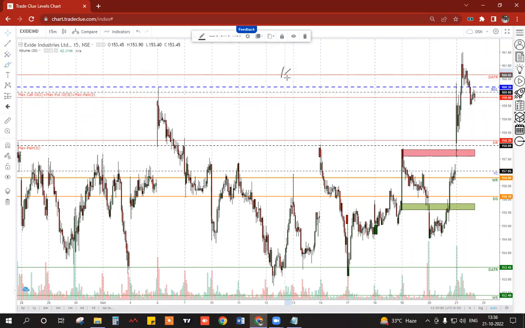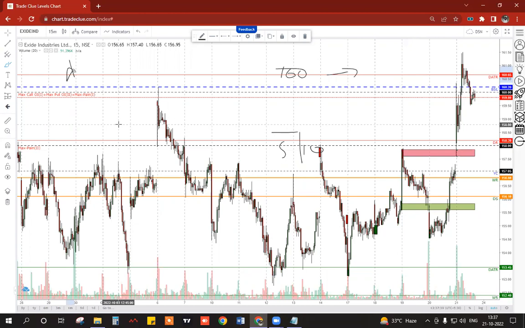Now see 160 for this particular stock is a psychological figure. Why psychological figure? It is a whole number. 150, 155, 160, 170, 175, 180. So the 5s and 10s will be a whole number for this Exide. Similarly, if you are trading Bank Nifty, 40,000, 40,500, 41,000. So thousands will be a good resistance. Why? Because retail clients have a thinking like I will enter at 100 and I will exit at 150. So that is why psychological levels are natural resistances and supports in any of the stocks.